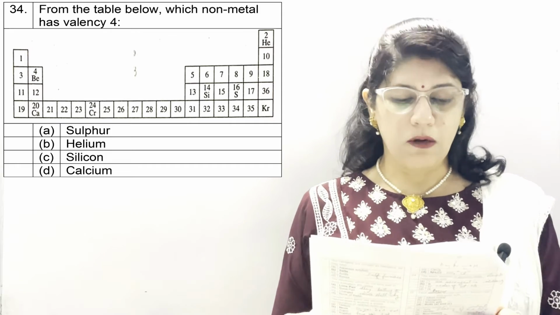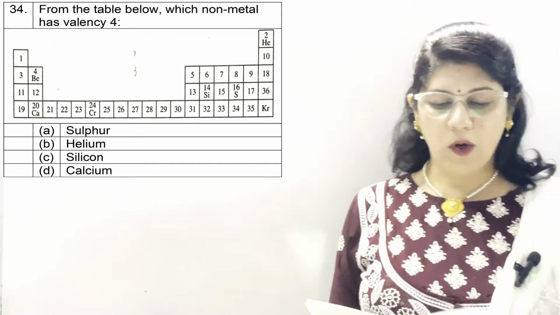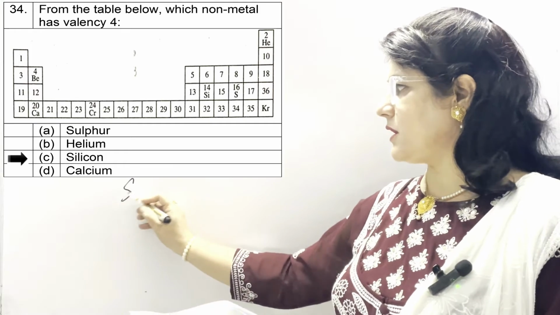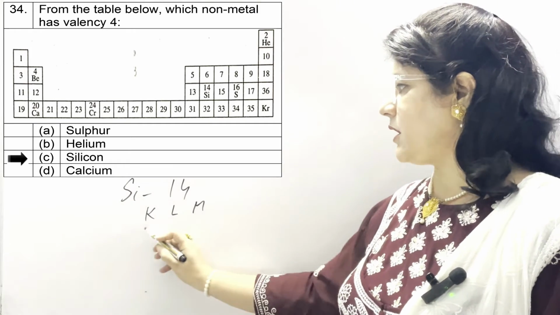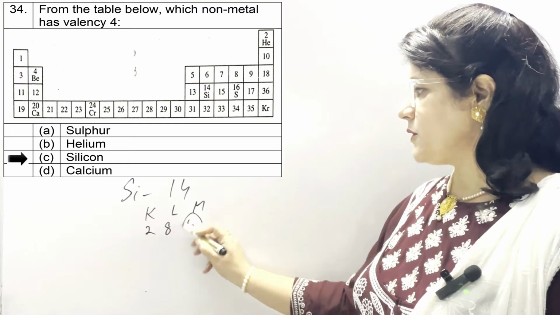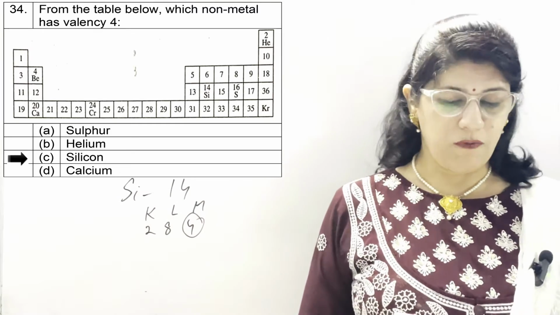Given options are sulfur, helium, silicon, and calcium. The correct option is silicon because we know that silicon has atomic number 14 and K, L and M shells 2, 8 and 4. So 4 is the valency. So this is a non-metal with 4 valency.